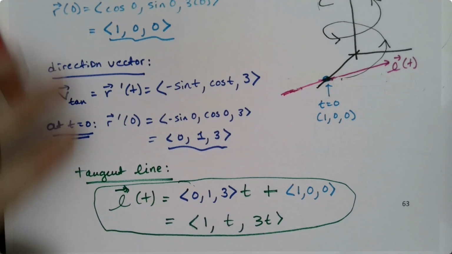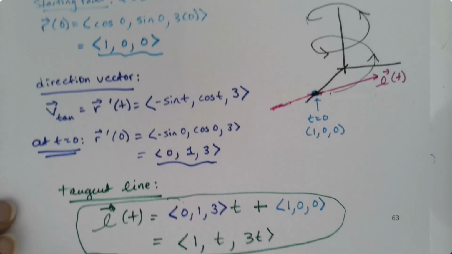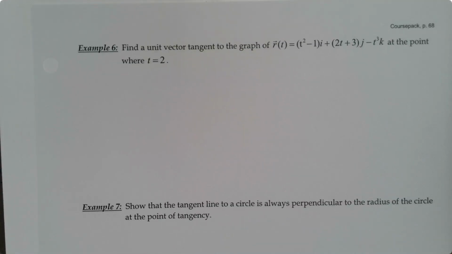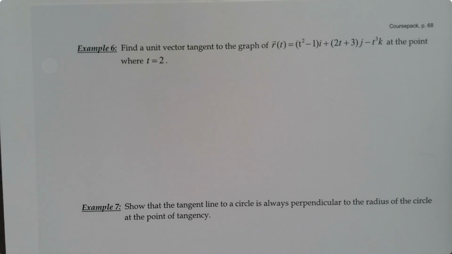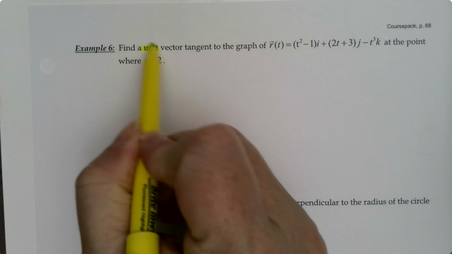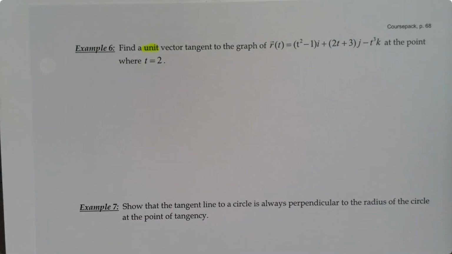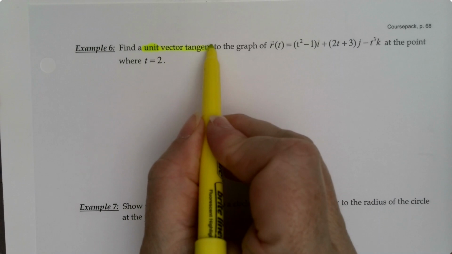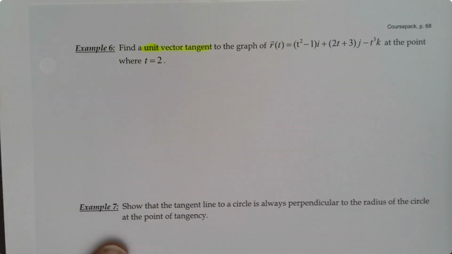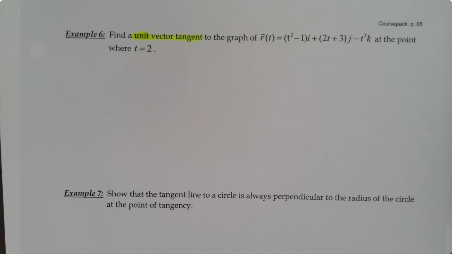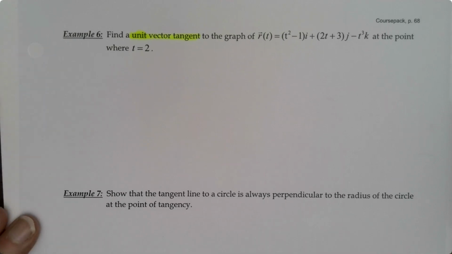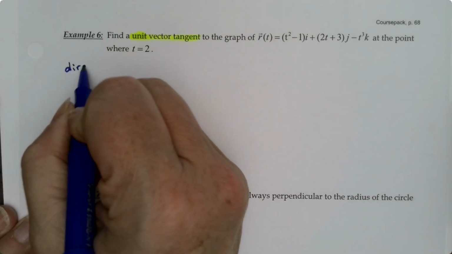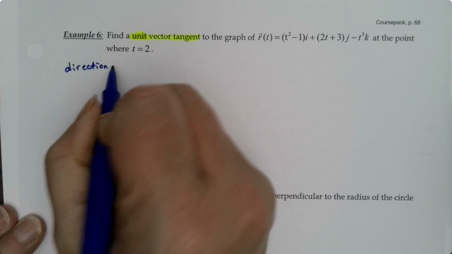All right, now, as we've seen in earlier sections, a lot of times we don't want the vector, we want a unit vector, because a unit vector can be more useful for us in terms of getting the particular length and size or magnitude that we want. So we're going to find a unit vector that is tangent to the graph of r of t equals t squared minus 1, 2t plus 3, and negative t cubed at the point where t equals 2. Okay, so again, let's think about the component pieces. We need the direction vector. So we start by taking the derivative.